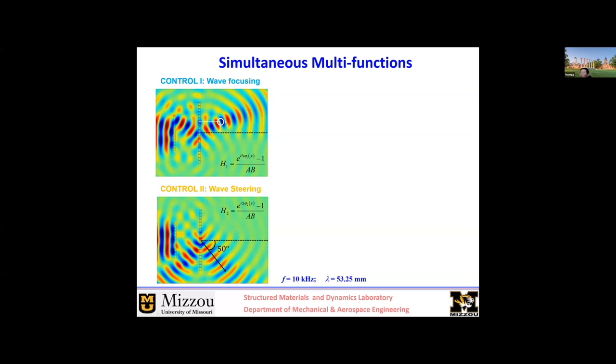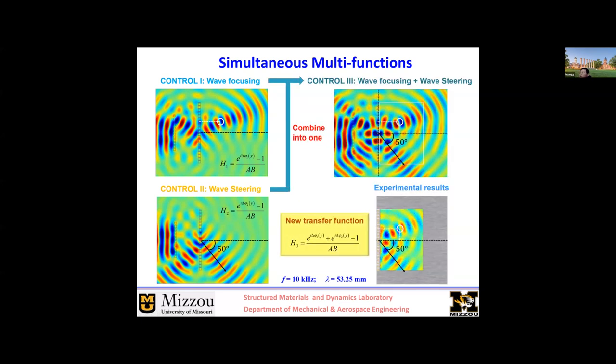In order to realize both functions simultaneously, the only thing you need to do is select a new transfer function that adds these two together, and then you will see both functions work simultaneously, okay? Using this new transfer function, you can see the wave still focuses on this point, and also the wave is steered along this 50 degrees.